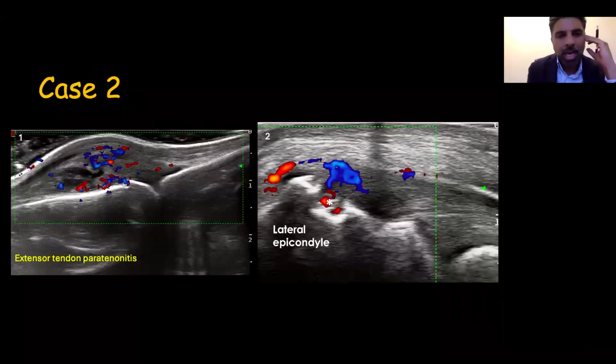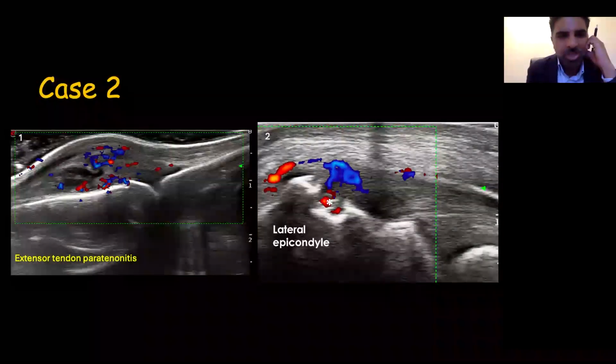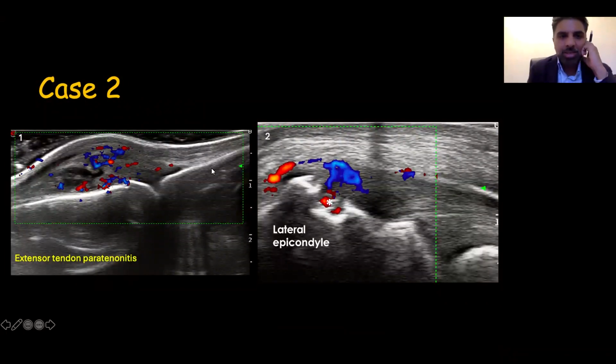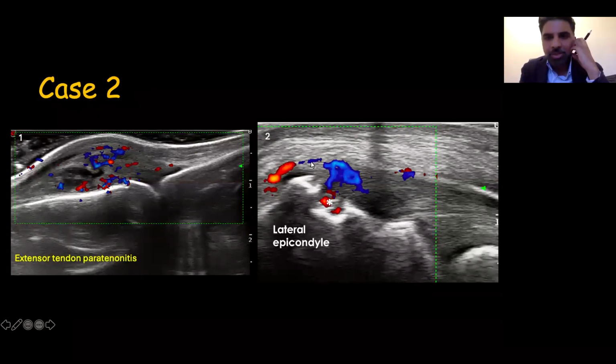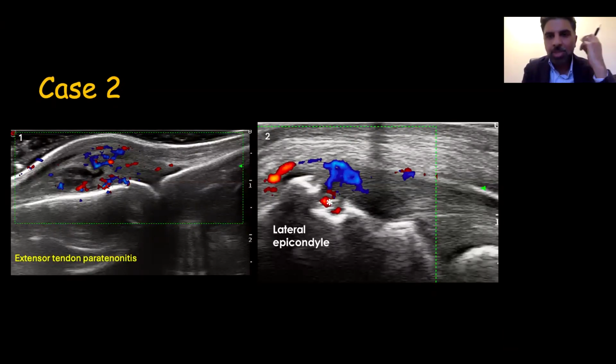So if we look at this lady's ultrasound, after the examination, she goes on to have an ultrasound scan. Here you've got example number 1, this is an MCPJ. And if you actually look at the joint, that doesn't look so bad. But you've got lots of change and lots of swelling, more localized to where the extensor tendon is, and lots of inflammation there as well. So this indicates that this is some extensor tendon peritendinitis.